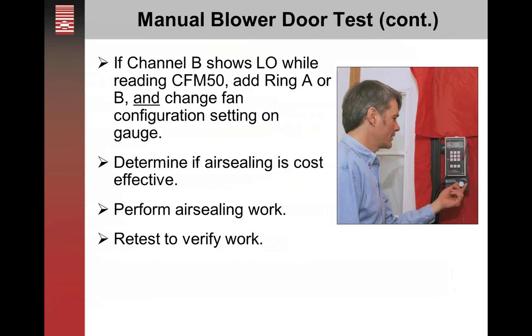Now if channel B starts to show low while you're reading the CFM at 50, now you need to add ring A or ring B and make sure you change the configuration on the gauge.